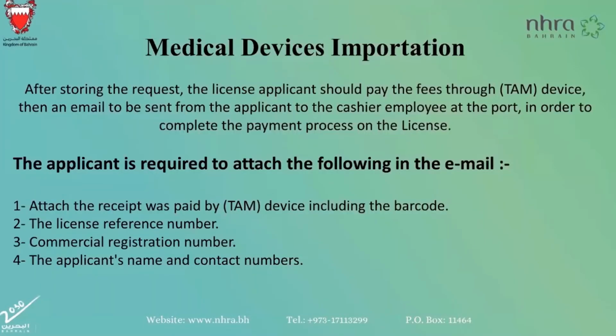After storing the request, the applicant should pay the fees through the TAM device. Then the applicant must send an email to the cashier employee at the port in order to complete the payment process on the license. The email should contain, first, the receipt for the payment, including the barcode. Second, the license reference number. Third, the CR number. Fourth, the applicant name and contact number.